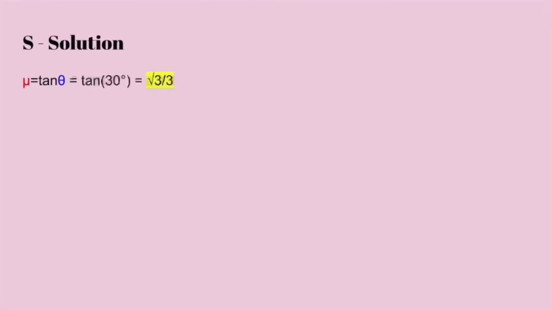So mu is equal to tan of 30 degrees, which is equal to square root of 3 over 3, which is our final solution.